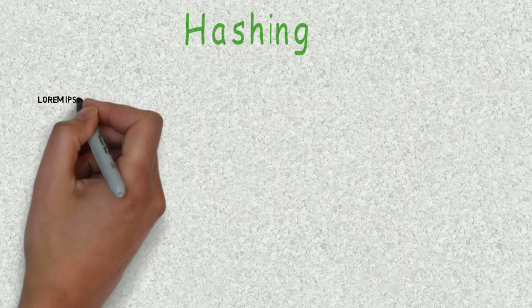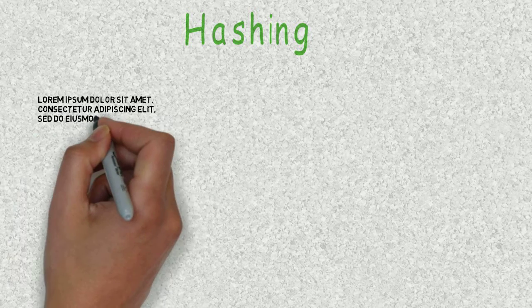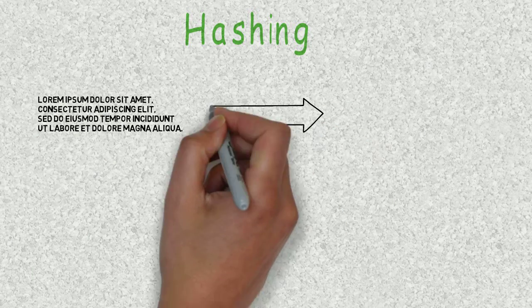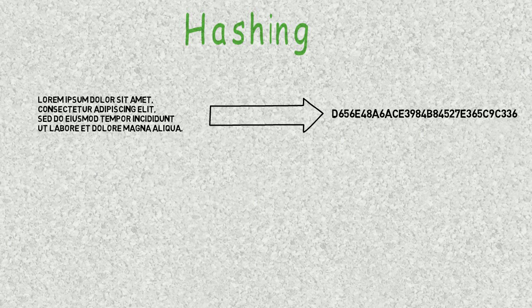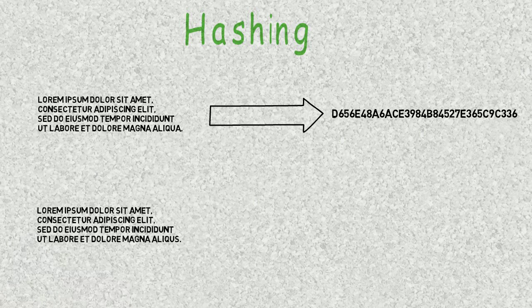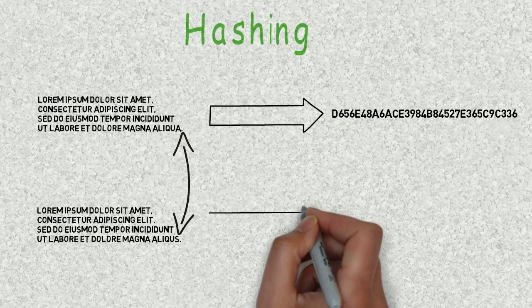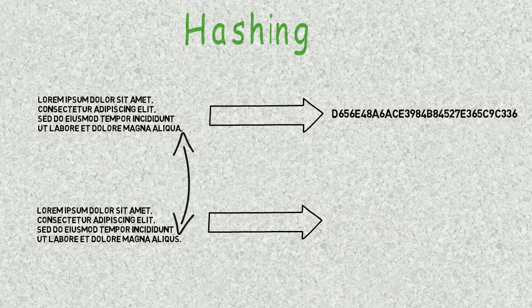Suppose we have a text message. Hashing will transform that text into a fixed string of random characters. Now we have the same text, but only the last character is changed. We can observe that just a small change of the input creates a massive change in the resulting hash. This is also known as the avalanche effect.